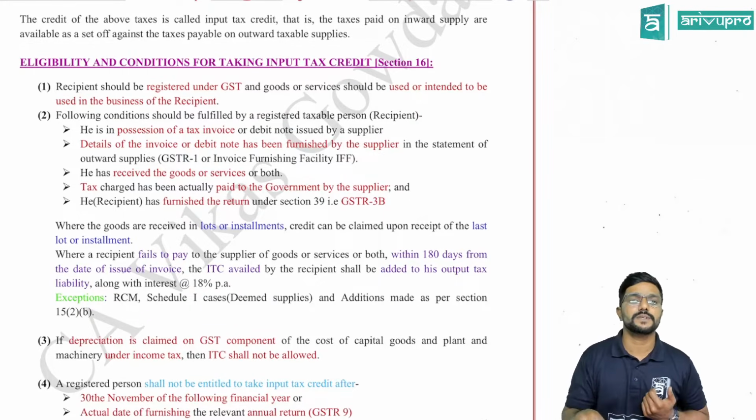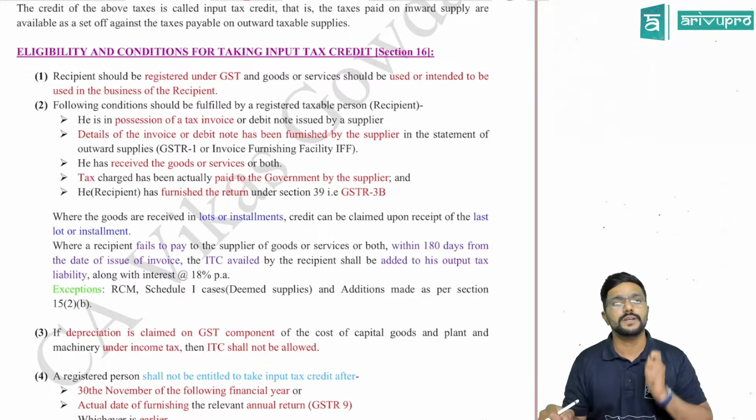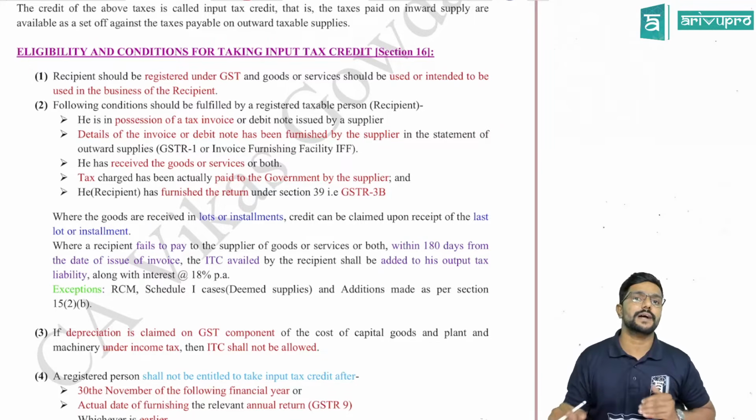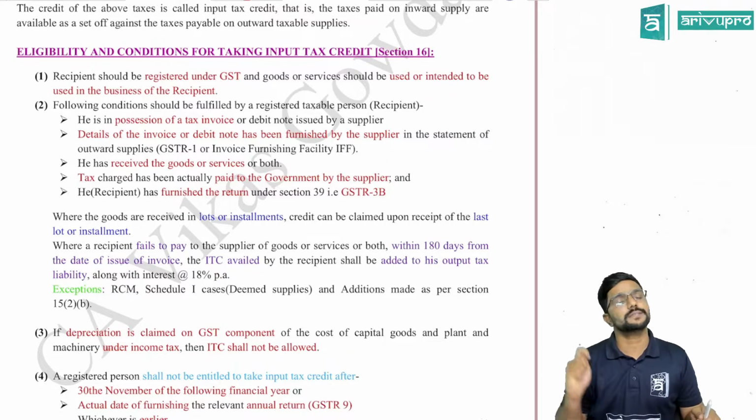Section 16 gives the eligibility and conditions for taking the input tax credit. What are those? One by one. Subsection 1 will tell that the registered person can only claim the credit, and with respect to whatever inward supply he is taking, it has to be used in his business or intended to be used in his business.